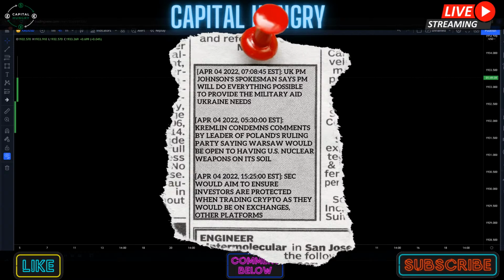US allies. Then another interesting headline, just for a lot of the crypto heads and people involved in crypto, is the SEC of the US would aim to ensure investors are protected when trading crypto as they would be on other exchanges and platforms. So they want to bring the same type of protection to the crypto markets, but this would also mean a lot more regulations coming into play, just like any other markets like the stocks, commodities, currencies, and so forth. So something to keep an eye out there if you are a crypto trader.